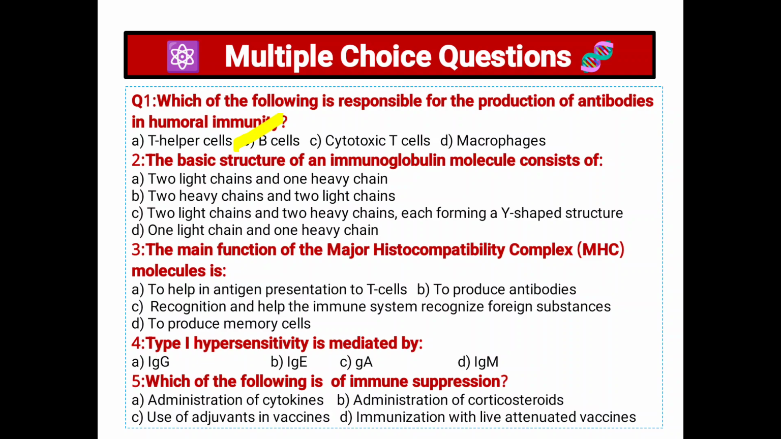2 heavy chains and 2 light chains, option C, 2 light chains and 2 heavy chains, each forming Y-shaped structure, D option, 1 light chain and 1 heavy chain. So option C is the correct, 2 light chains and 2 heavy chains, each forming Y-shaped structure. Next, the main functions of major histocompatibility complex MHC molecule.